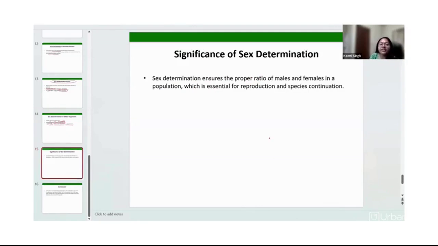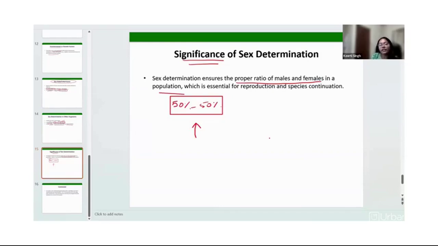So what is the significance? See, I already told you that there will always be a 50% chance, 50% chance whether the developing embryo in the human uterus is male or female, right? So what does this ensure? This ensures a proper ratio of males and females in a population. But nowadays we are altering this ratio. How? By doing female feticide, right?